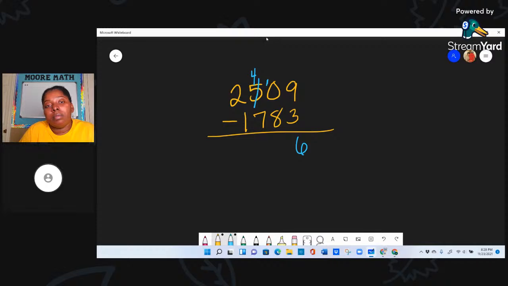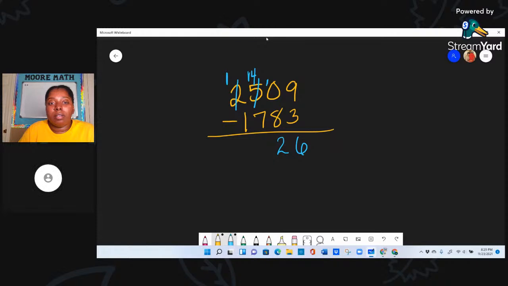And we have to borrow from the 2 now. Good. And this 4 becomes? A 14, or 1,400. Good. Then we subtract 8 from 10 and get 2. Good.